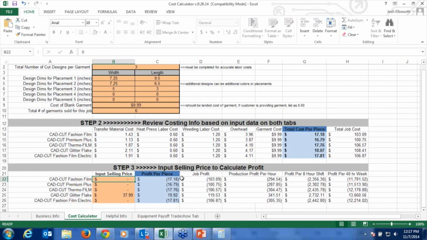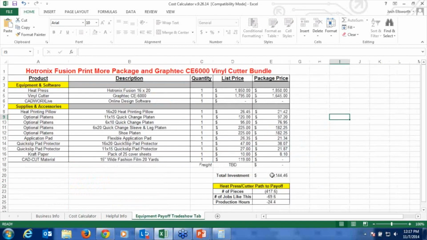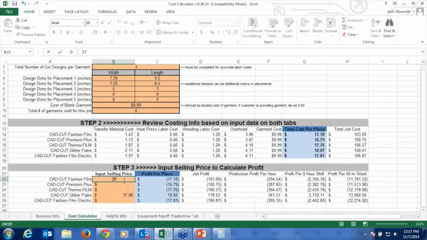And then just to go to the last tab, which we started, is the equipment payoff trade show tab. Based on these unique job factors, it's telling me I'd have to enter it for all of them, because it takes an average of all of them. So let's just say $37.99 on all the components.